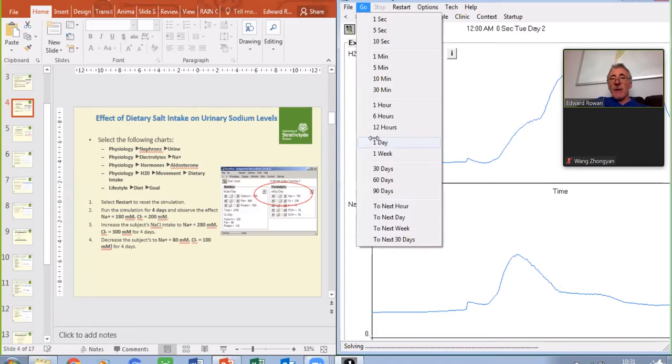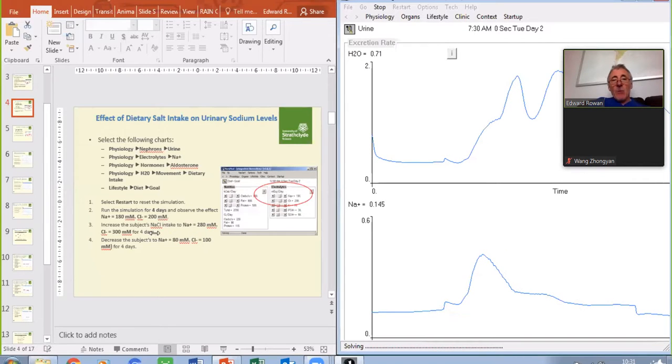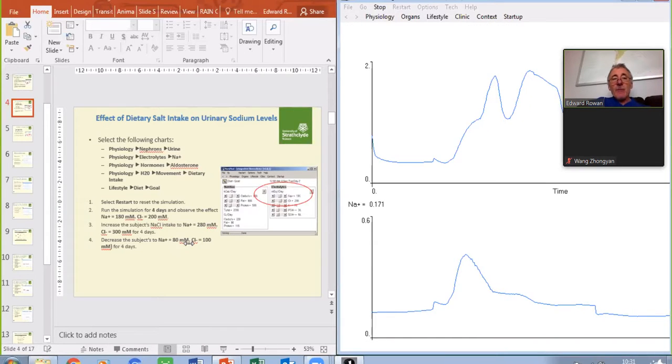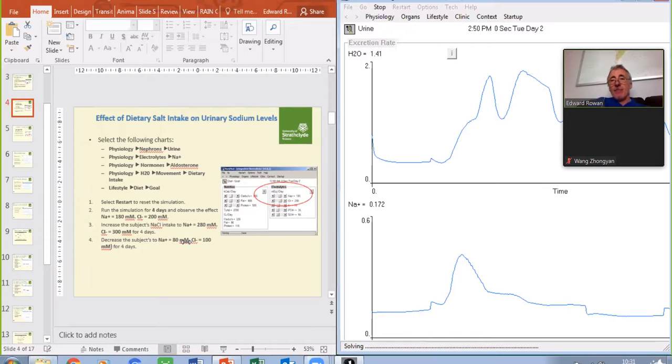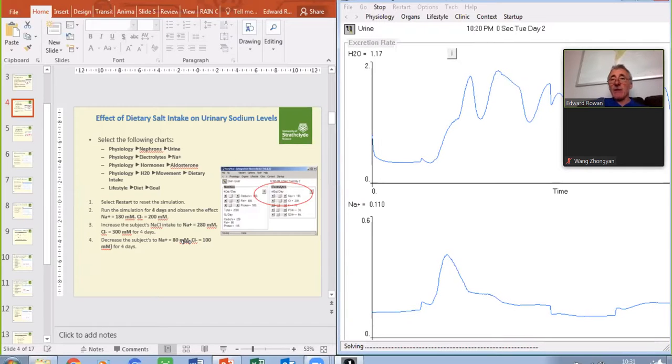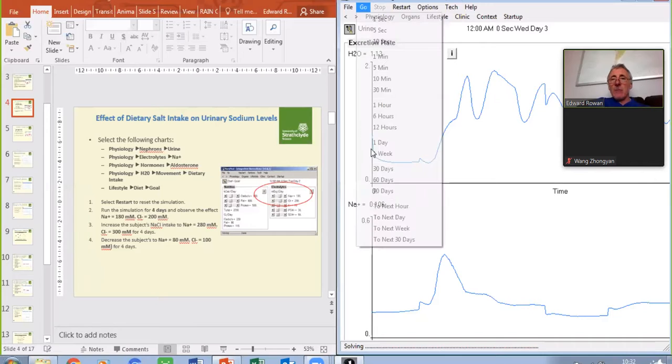Go another day, and then after we've done this, we're going to change the sodium concentration. We're going to increase it, then we're going to decrease it. You get quite complicated looking charts, but don't worry about it. Like I said, the absolute details of the charts are not important. Another day.